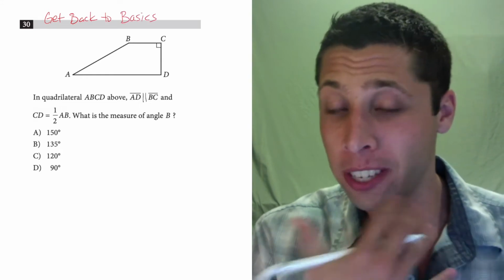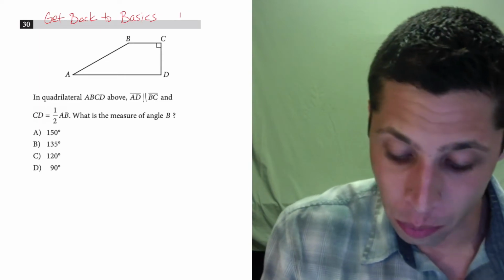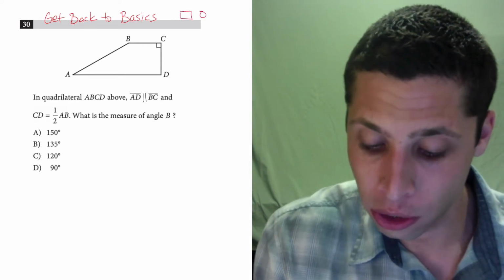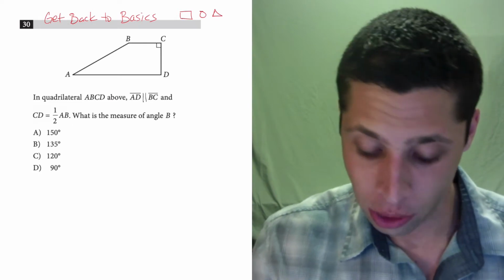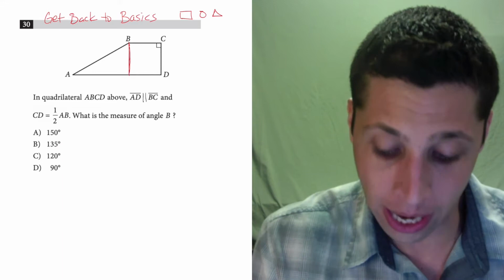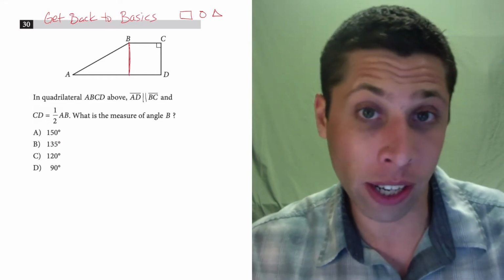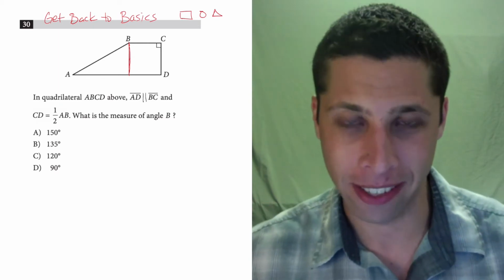Weird shapes on the SAT can almost always be divided back into normal shapes, which I would consider rectangles, circles, and triangles. And sure enough, if we just draw a straight line down from B, we're going to have a rectangle or square, it's hard to tell, and a triangle. So we're back to basics.